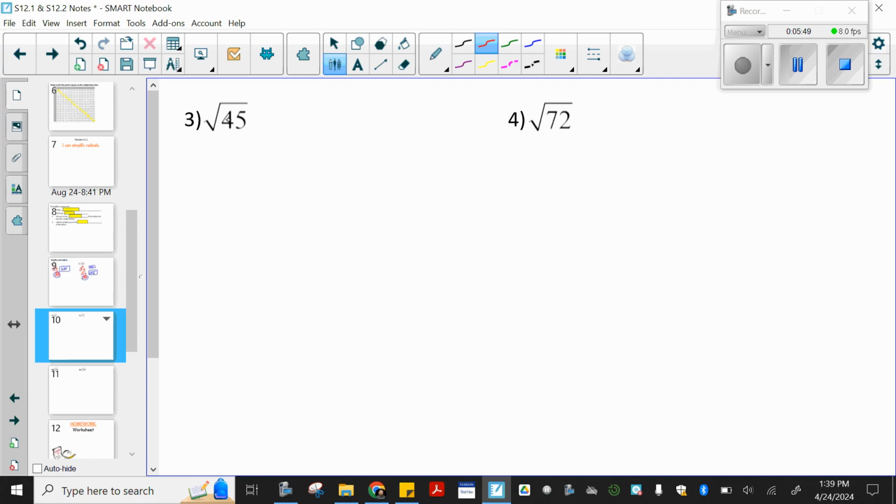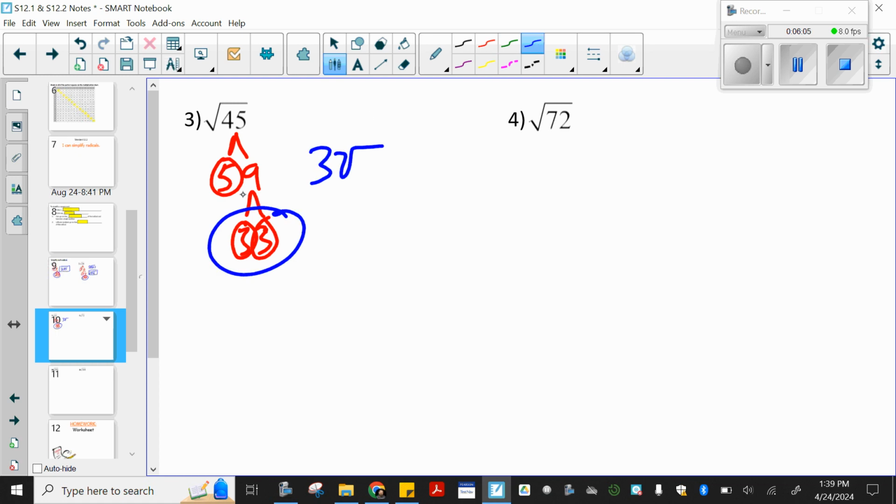We have 45. What two numbers can multiply to make 45? Most people are going to say 5 and 9. Well, 5 is prime. 9 is really 3 times 3. 3 is prime, and it's doubled. Goes on the outside as 1. So we have 3 times the square root of whatever's left over. So we use this one, 5's left over. 3 times the square root of 5.